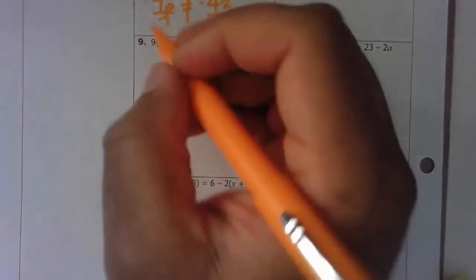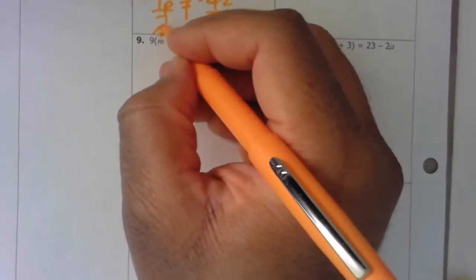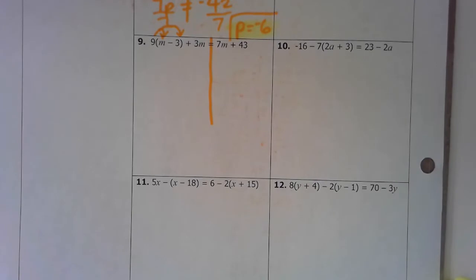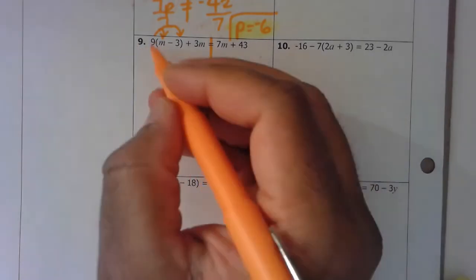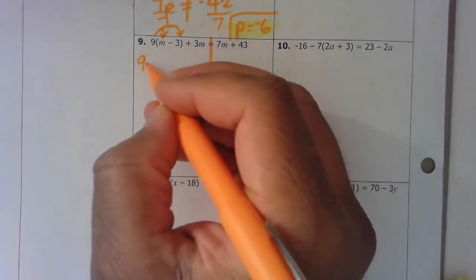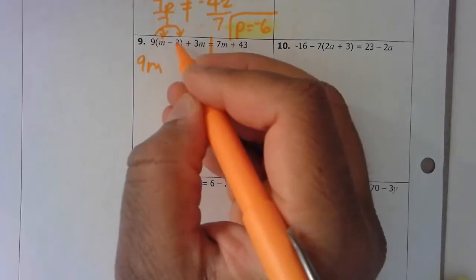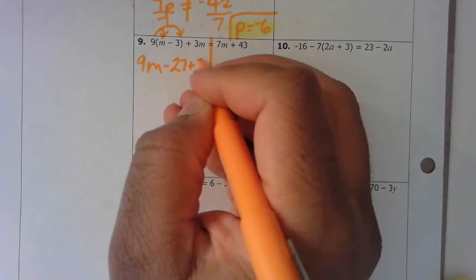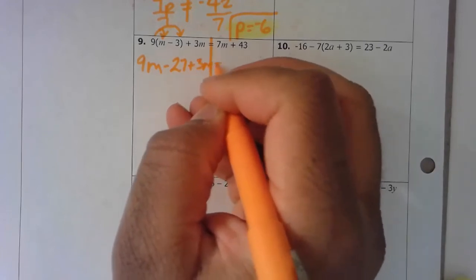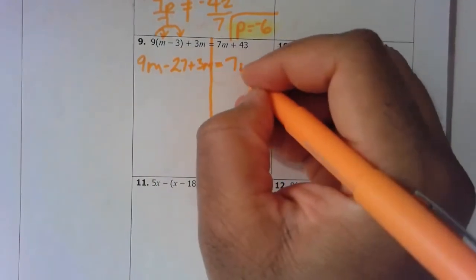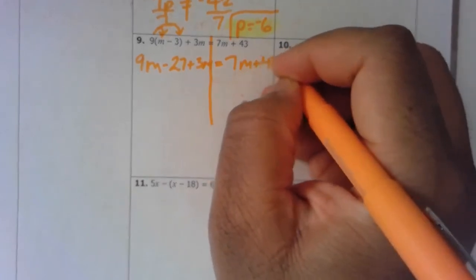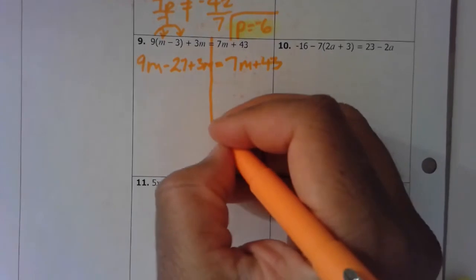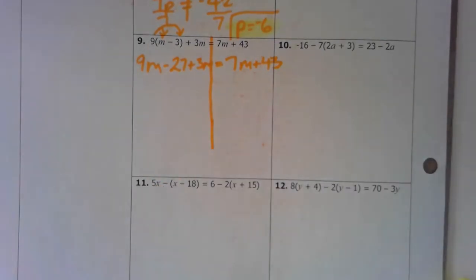And so I have that 9 on outside of the parentheses. So I'm going to draw my arrows. So that tells me I'm going to have to multiply twice, not just one time, but twice. So 9 times m is going to give me 9m. And then 9 times that minus 3 is going to give me a minus 27 plus the 3m that's already there equals 7m plus 43. And hopefully I have enough space. I do apologize for the camera here. It seems like it's focusing in and out on this.